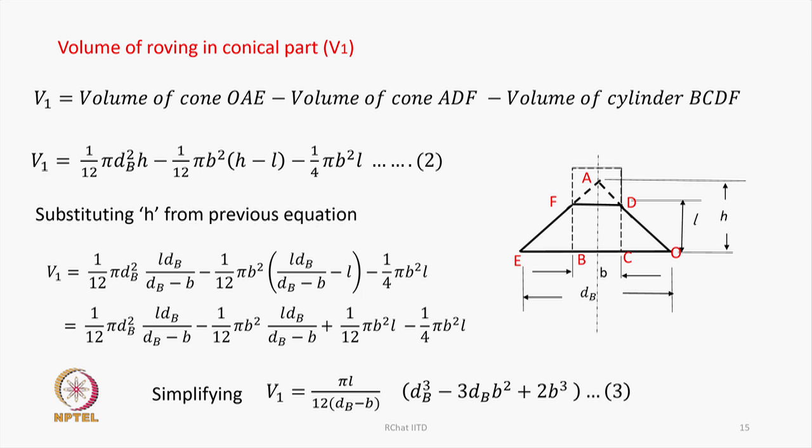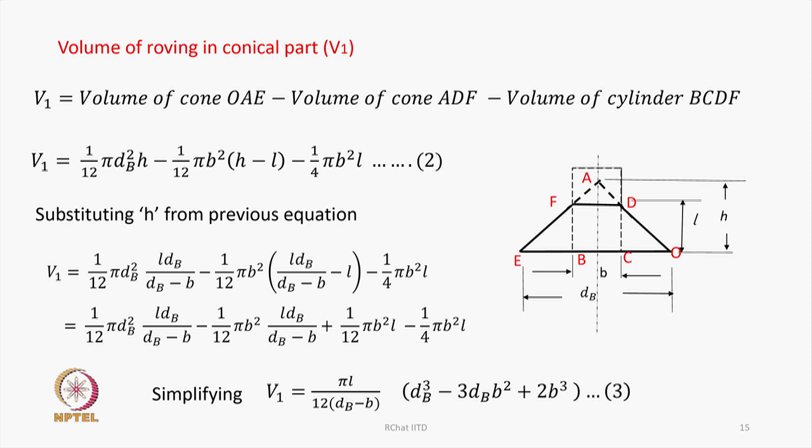So, this we have to subtract, and we have to subtract the volume of the cylinder, that is, this part also. Then we can find out what is the volume of the roving in it. So, basically we are trying to find the volume of the cone OAE minus the volume of this small cone on the top, minus the volume of the cylinder, which is basically the bare bobbin.